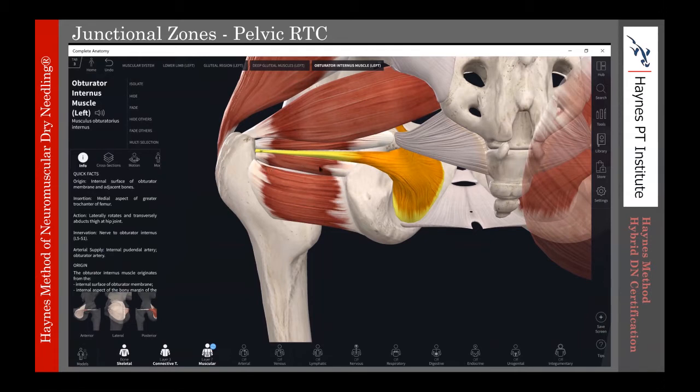But we'll try to just pick along the line of the neck of the femur to attack all of these muscles. But anyway, obturator internus: its origin is the internal surface of the obturator membrane and the adjacent bones. It inserts into the medial aspect of the greater trochanter, and its action is lateral rotation and transversely abducts the thigh at the hip joint.